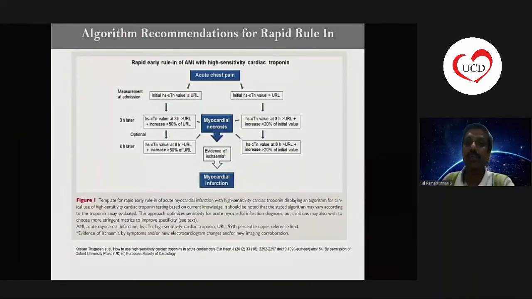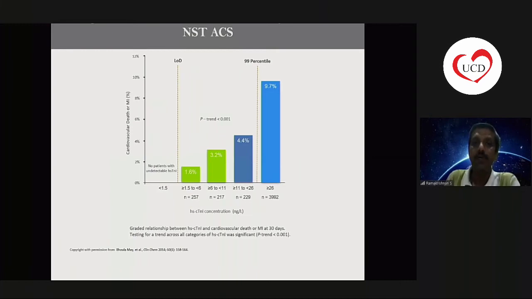Another algorithm that has been suggested is the rapid rule-in, where you can rule in very rapidly. So not only does it help in diagnosis, it is very, very important in prognosis also. The long-term prognosis of any NSTEMI worsens exponentially with the initial HS troponin concentration. As can be seen, the mortality increases dramatically with various levels of troponin.